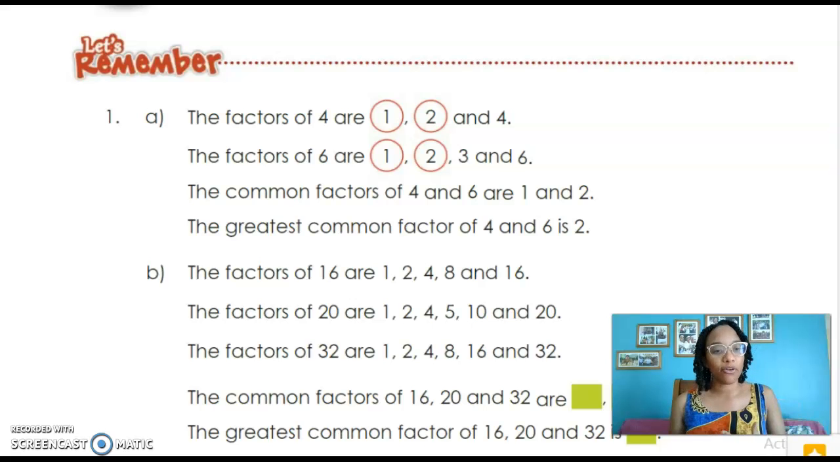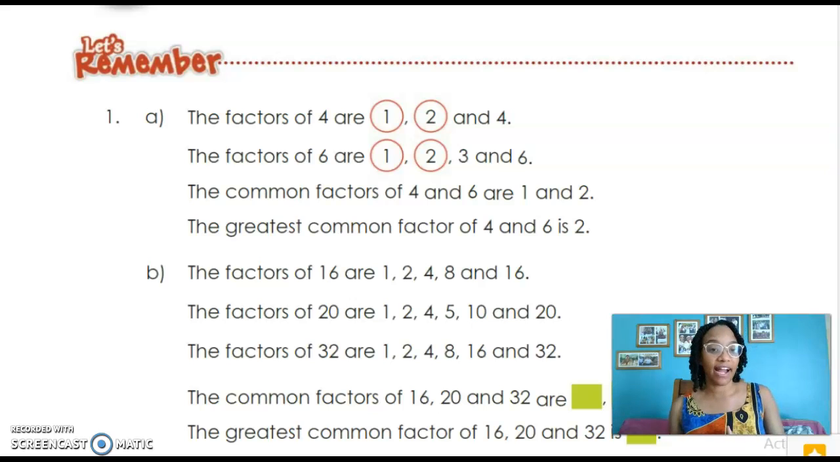So let's remember, before we begin ratios, that factors are important. The factors of 4 are 1, 2, and 4. When I say factors, I mean whole numbers I can multiply to make a product. The factors of 6 are 1, 2, 3, and 6. And that's because 1 times 6 is 6 and 2 times 3 is 6. Notice that 1, 2, 3, and 6 are all the whole numbers I can multiply in order to make 6.